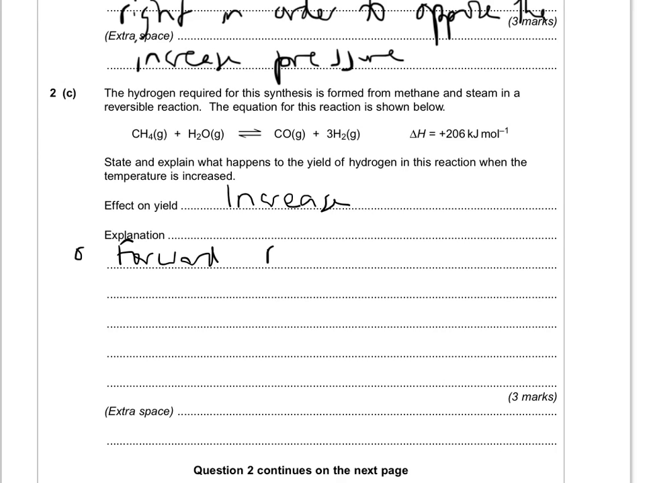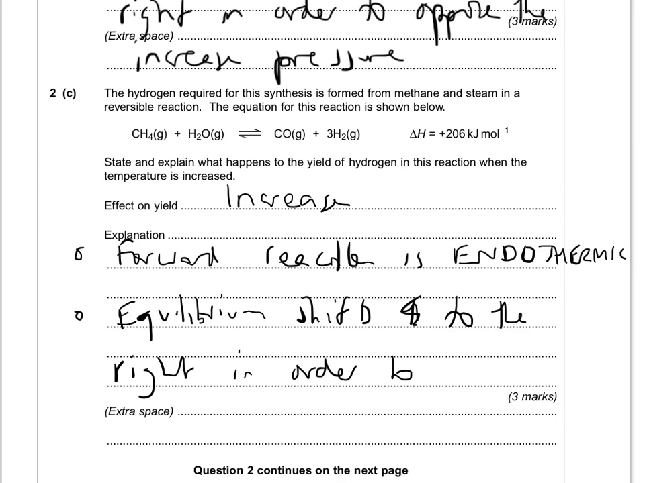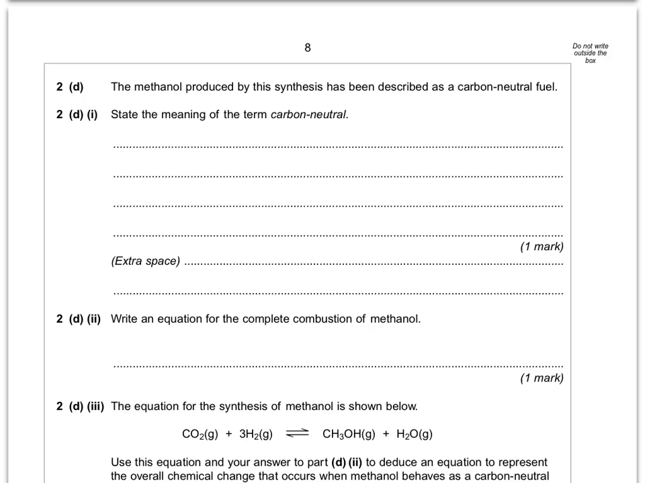So forward reaction is endothermic, you know that from the positive enthalpy change, and therefore equilibrium shifts to the right in order to oppose increase in temperature. Again, saying what that change is, not just saying it to oppose the change.